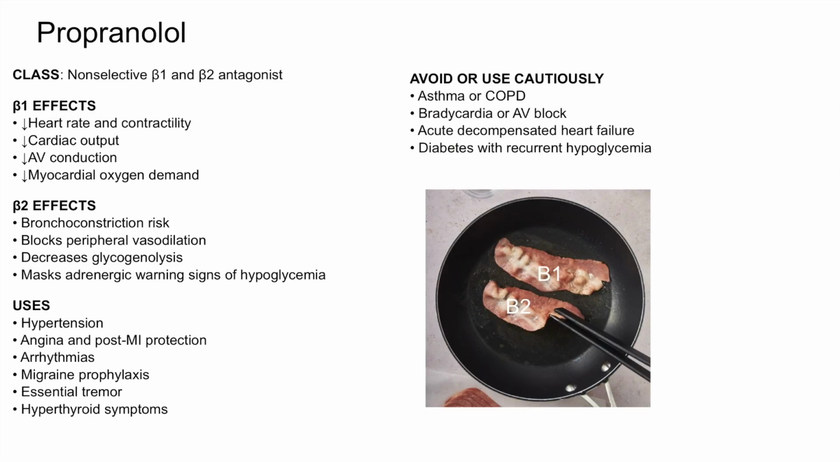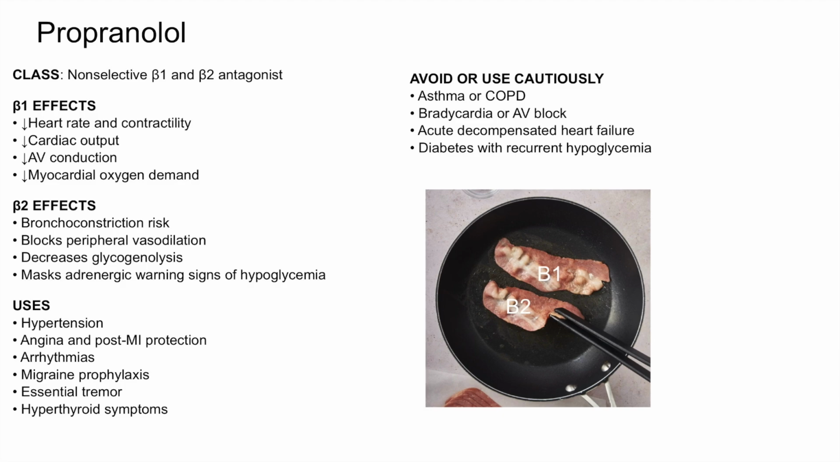Okay, so propranolol blocks both beta-1 and beta-2 receptors. So beta-1 blockade slows the heart rate, reduces contractility, delays AV node conduction, and decreases myocardial oxygen demand. And these actions explain its use in hypertension, angina, selected arrhythmias, and protection after myocardial infarction. Propranolol also enters the central nervous system, which contributes to its usefulness in migraine prevention and in reducing the physical manifestations of essential tremor and hyperthyroidism. Its beta-2 blockade accounts for several important limitations. So preventing bronchial beta-2 stimulation can cause bronchoconstriction, so propranolol is generally avoided in asthma and used cautiously in obstructive lung disease.